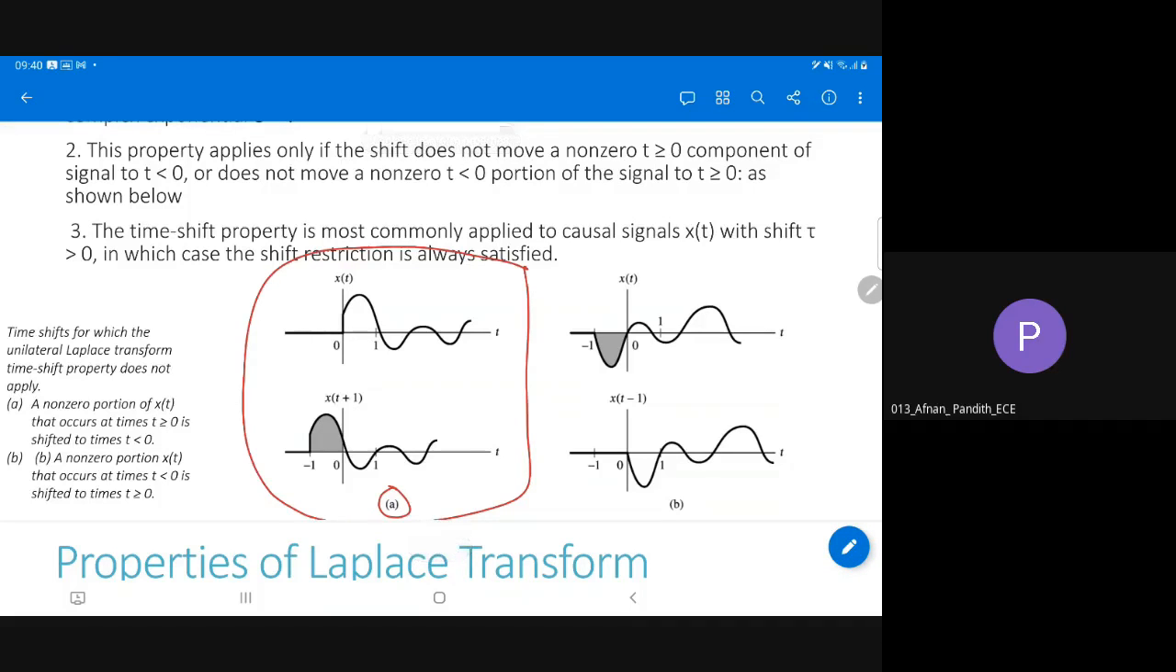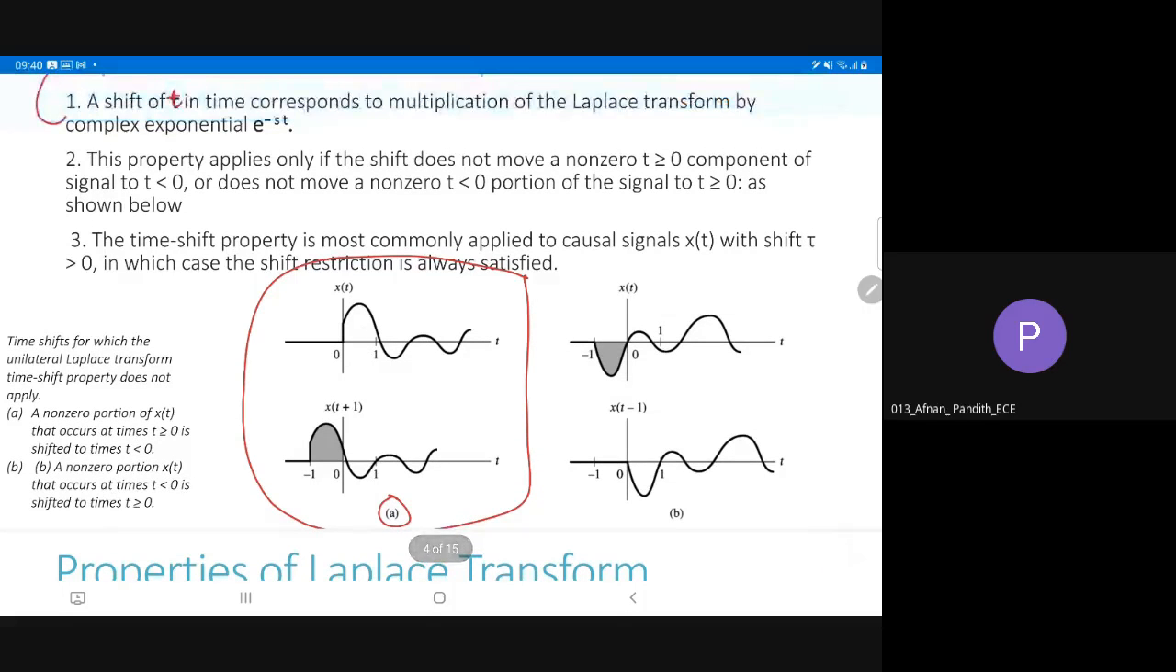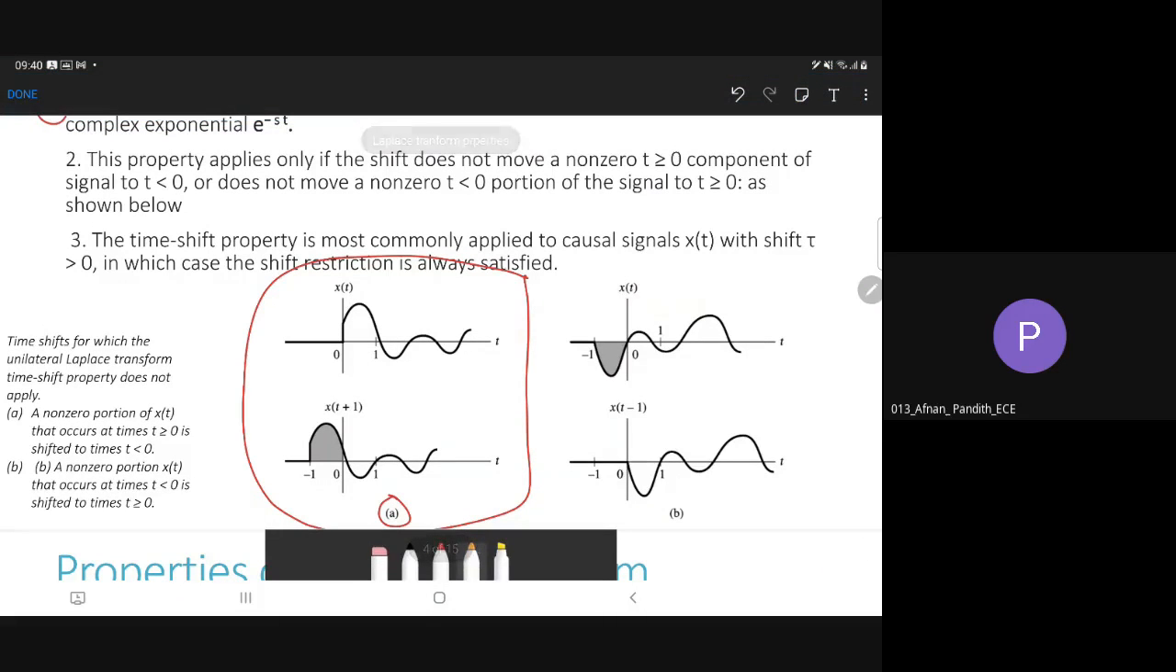In part A, in the figure, a non-zero portion of x of t that occurs at time t greater than or equal to 0. This is the non-zero portion of a signal which occurs at t greater than or equal to 0, and if it is shifted to.